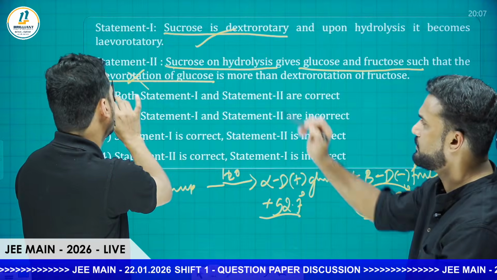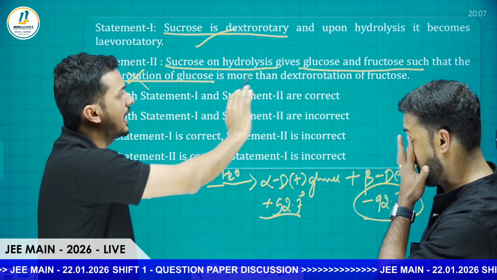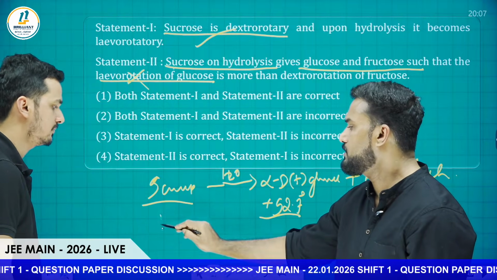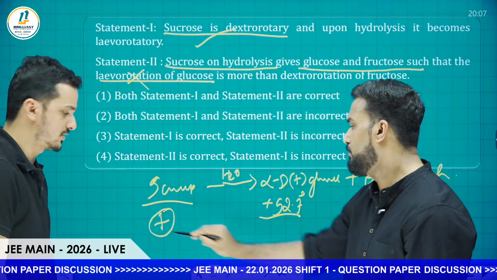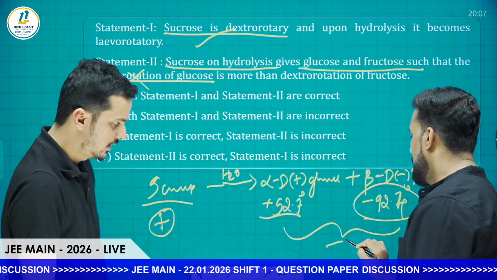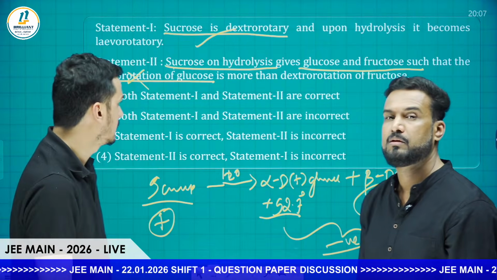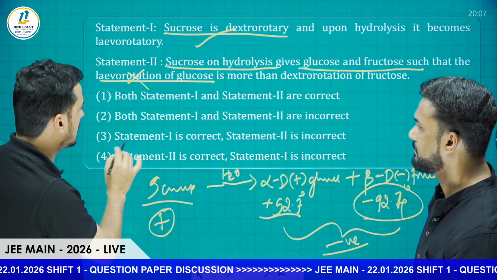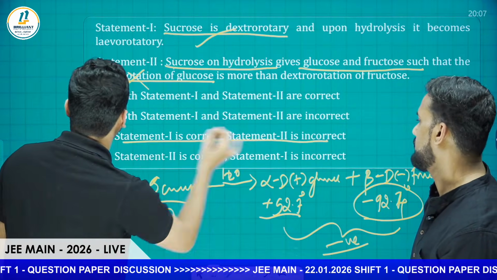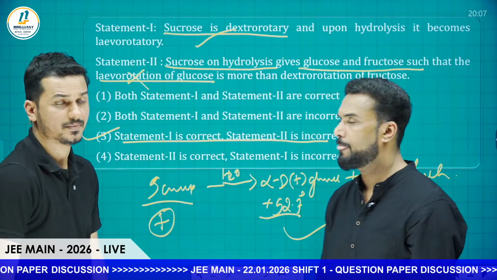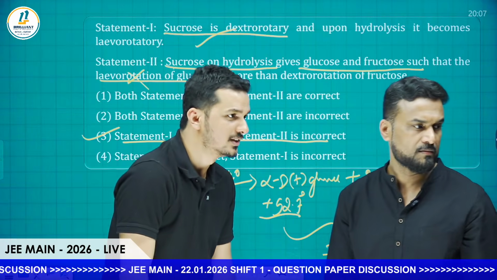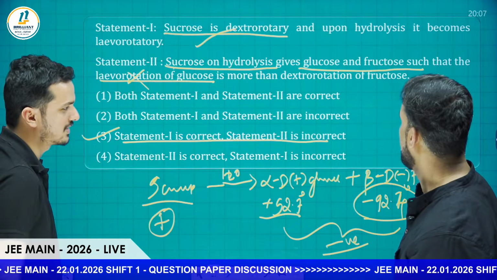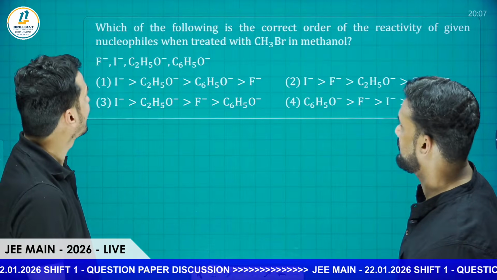So this statement is wrong: levorotation of glucose is more than that of dextrorotation. That is wrong. So second statement is wrong. Before hydrolysis, this is dextrorotatory, plus only, but the mixture is completely negative, levorotatory. So the first statement is correct, second statement is wrong. So statement 1 is correct but statement 2 is incorrect. So option 3 will come. I think this one is fine. We can go to the next one.